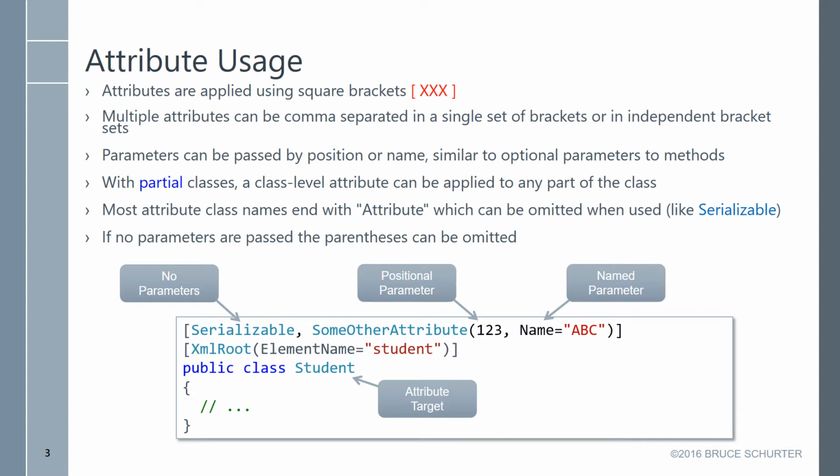parameter by position, and then I pass a parameter by name. It just so happens that the name is Name. The big difference between this and using named parameters with a function call is you would use an equal sign here, not a colon. And then I have one more attribute called XmlRoot, where it sets the element name equal to "student" with a lowercase s. So that's three different attributes all being applied to the Student class. How do we know that? Because attributes are applied to the next logical thing it can find in the code.